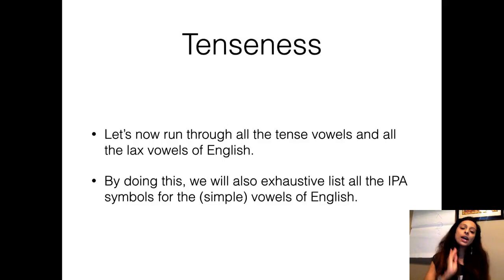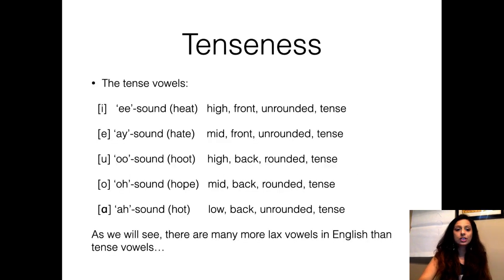What we are going to do now is we are going to run through all the tense vowels and all the lax vowels of English. And so we will look at an exhaustive list of vowels of English. Here are examples of tense vowels. So this is E as in heat, right? So this is a high, front, unrounded tense vowel.